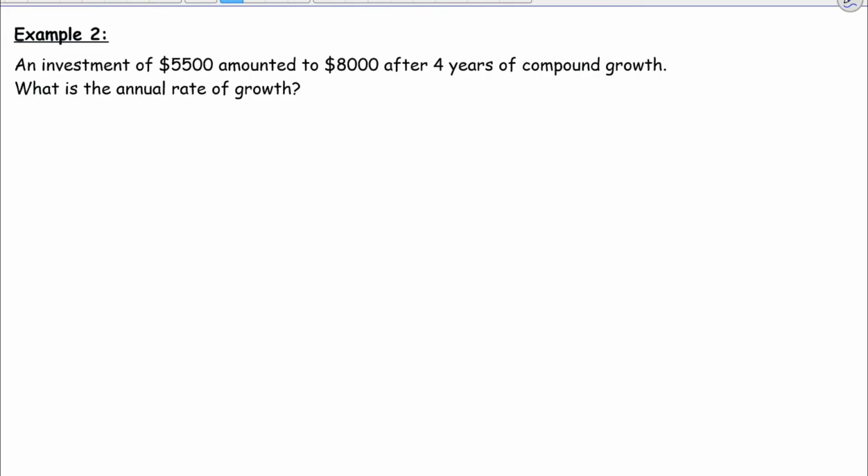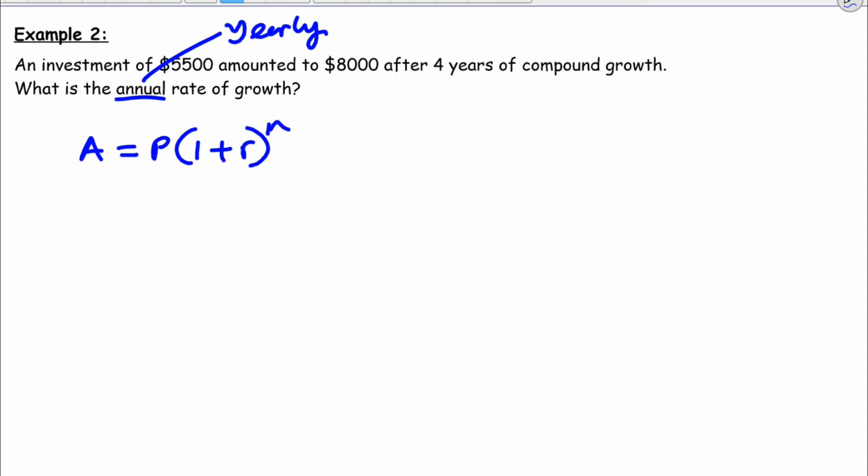Example 2, an investment of 5,500 amounted to 8,000 after 4 years of compound growth. What is the annual or the yearly rate of growth? So this is yearly. So again, we are going to use the same formula. A is equal to P into 1 plus R to power N. And then we plug in what we have. A represents the final amount, which is 8,000. P represents the original amount, which is 5,500. And then we have 1 plus R to power N, and N here is 4.